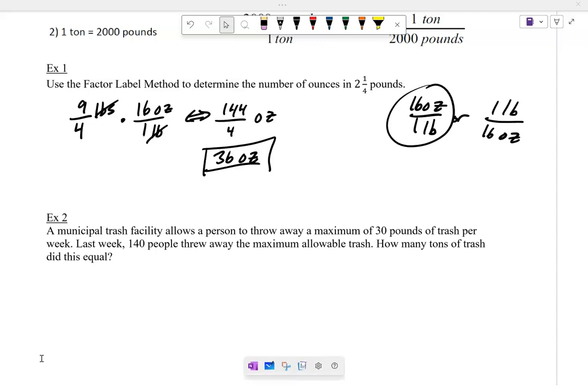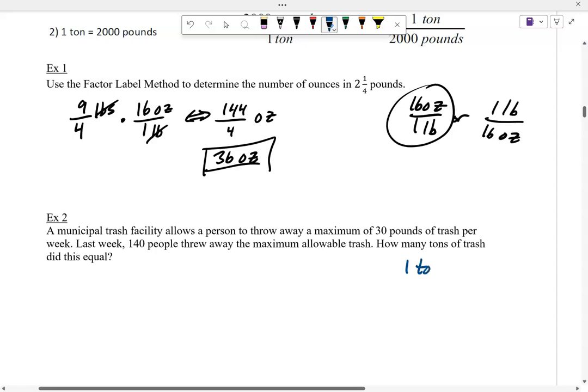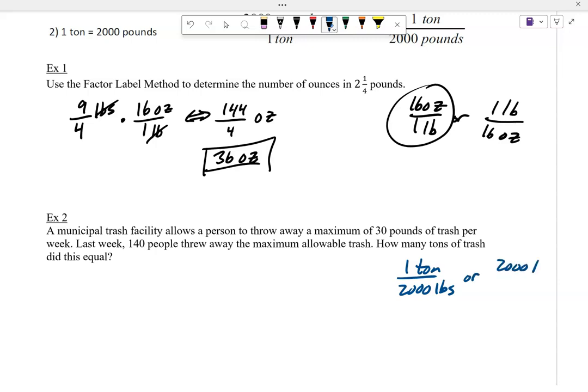A municipal trash facility allows a person to throw away a max of 30 pounds of trash per week. Last week, 140 people threw away the maximum allowable trash. How many tons of trash does this equal? Well, for every ton, it's 2,000 pounds. So I'm going to make a note of that. There's 2,000 pounds for every ton.